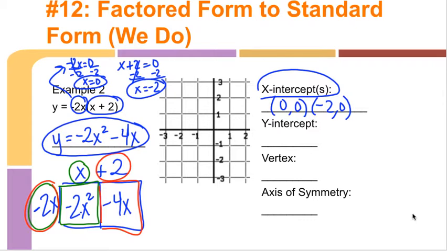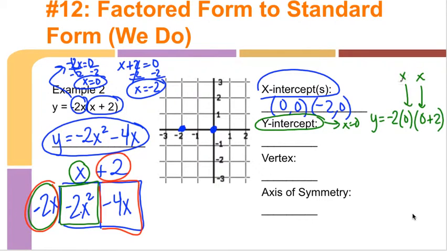So let me go ahead and plot those. I've got (0, 0) and (-2, 0). To find my y-intercept, remember I substitute x equals 0. So I'm going to write y equals -2, parentheses 0, parentheses 0 plus 2. As a reminder, this was an x. This was an x. I got that just from my original equation here.